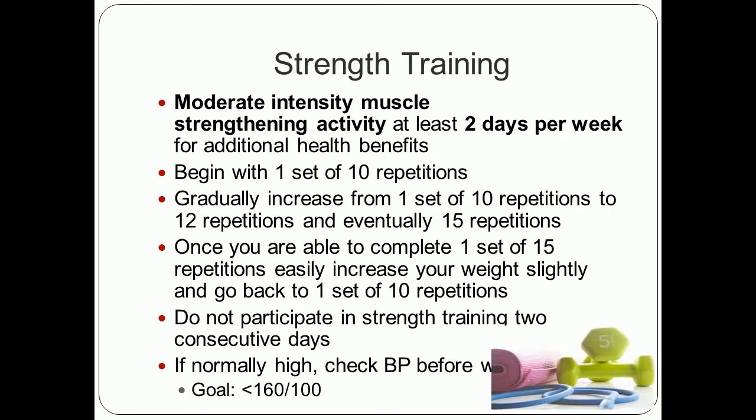Strength training. Moderate intensity muscle strengthening activity at least 2 days per week for additional health benefits. Begin with 1 set of 10 repetitions. Gradually increase from 1 set of 10 repetitions to 12 repetitions and eventually 15 repetitions. Once you are able to complete 1 set of 15 repetitions, easily increase your weight slightly and go back to 1 set of 10 repetitions.